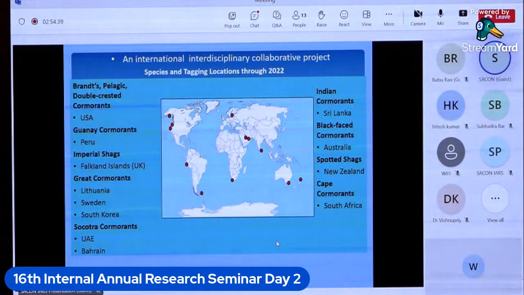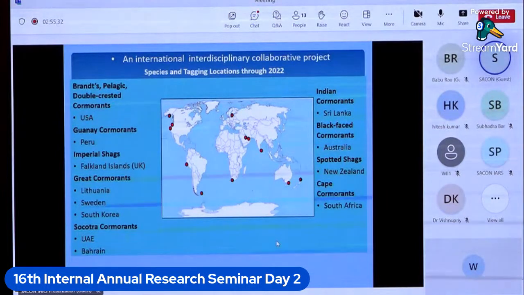As I told you already, throughout the world we have about 40 species of cormorants, out of which about 11 species have been tagged through this project, which includes double-crested cormorants in the US and Peru, imperial shags, great cormorants in Lithuania, Sweden, and South Africa, and Socotra cormorants in UAE. Indian cormorants were tagged in Sri Lanka, black-faced cormorants in Australia, spotted shags in New Zealand, and Cape cormorants in South Africa. We are waiting for permits from the Forest Department. If it gets through, then we can have a chance to tag 3 species of cormorants in this region.